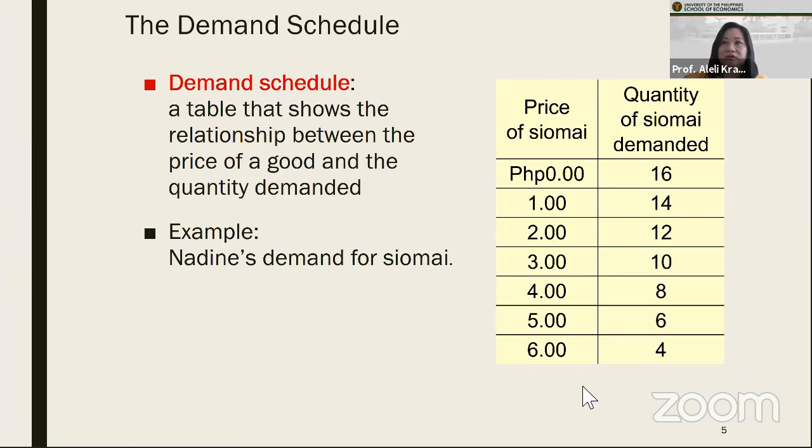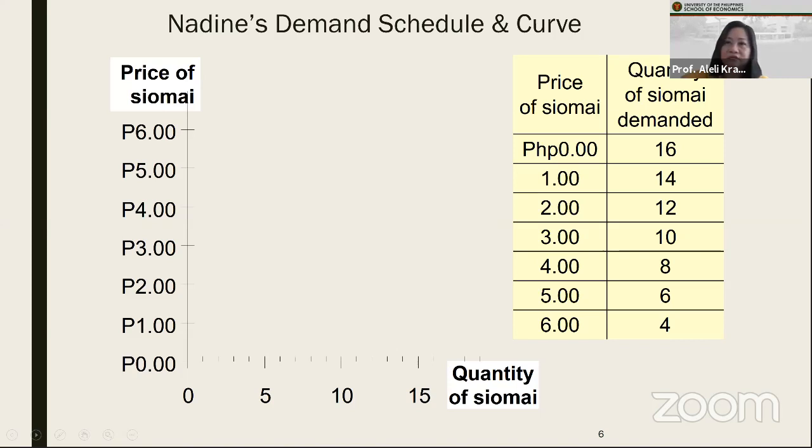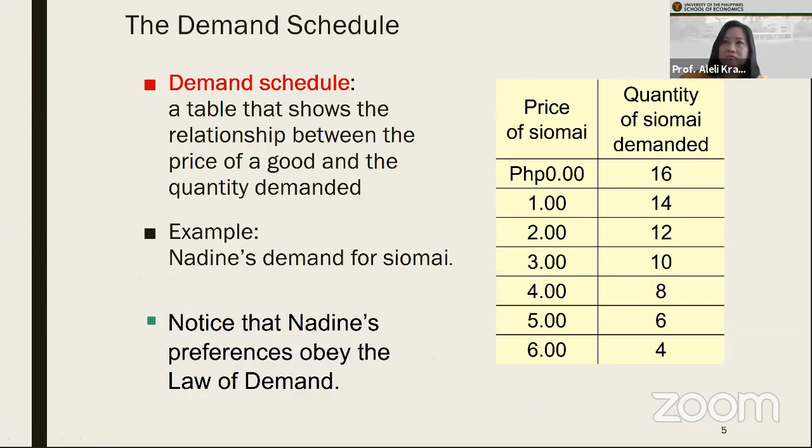Suppose that we are looking at a particular good, which is siomai. Okay, so this is an example of the demand for siomai of a certain person. Let's say Nadine. Okay, so notice that as the price increases, the quantity demanded decreases. So, therefore, we see that Nadine's preferences obey the law of demand.